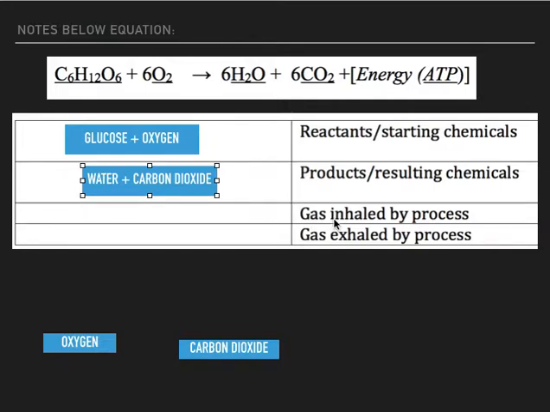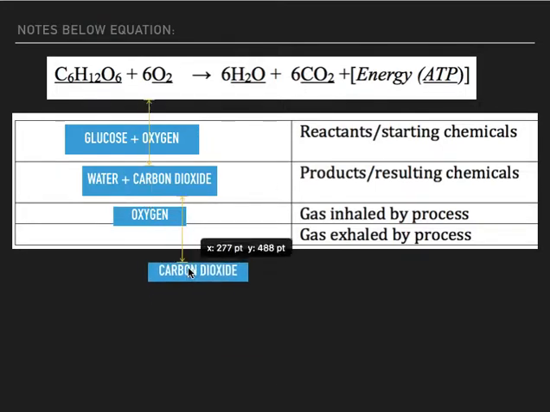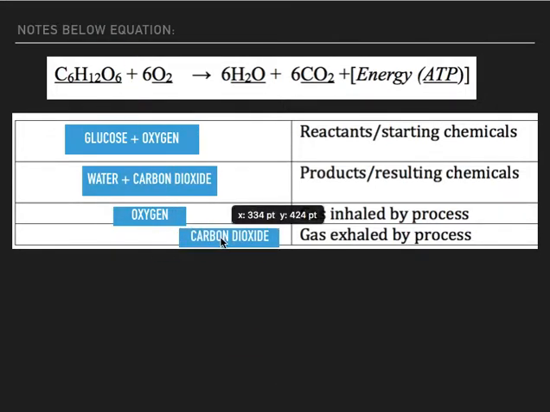Okay. The gas inhaled: am I going to look at the reactant or the product for the gas that comes into the mitochondria? Well, that's the reactants. This is what the mitochondria needs to make energy. So the gas inhaled is oxygen. The gas exhaled is carbon dioxide. So we are opposite of plants. The chloroplast inhales carbon dioxide and exhales oxygen. We inhale oxygen and exhale carbon dioxide. So they're opposite equations.